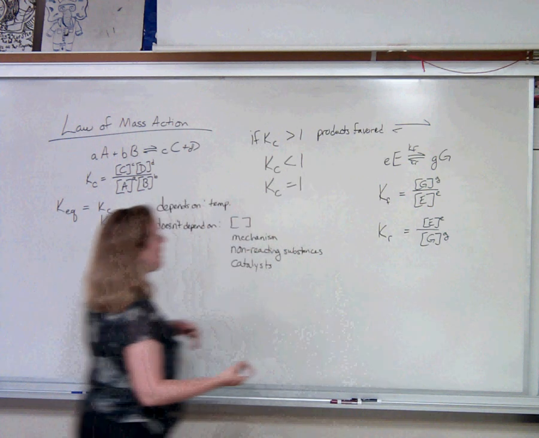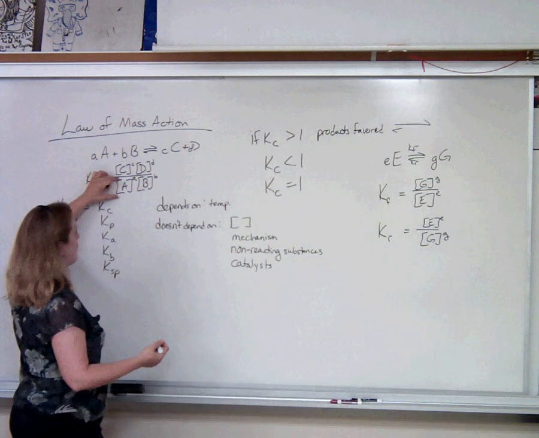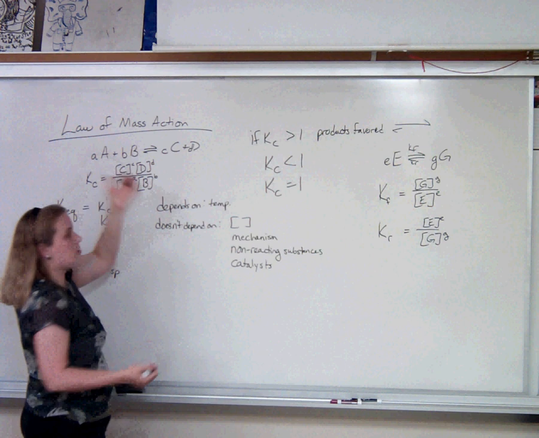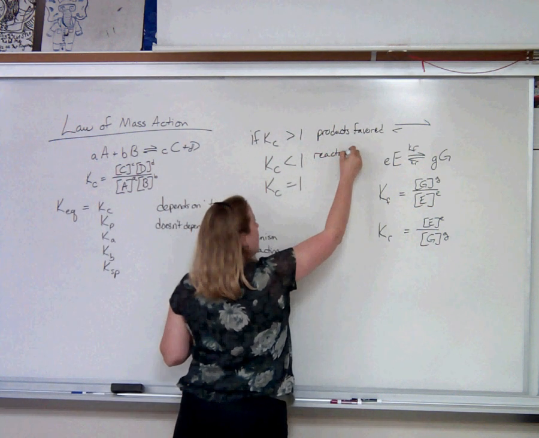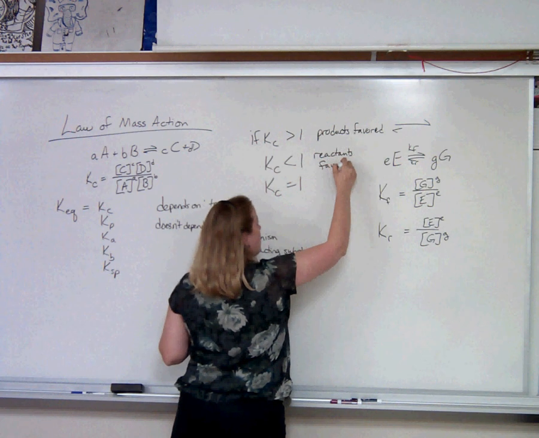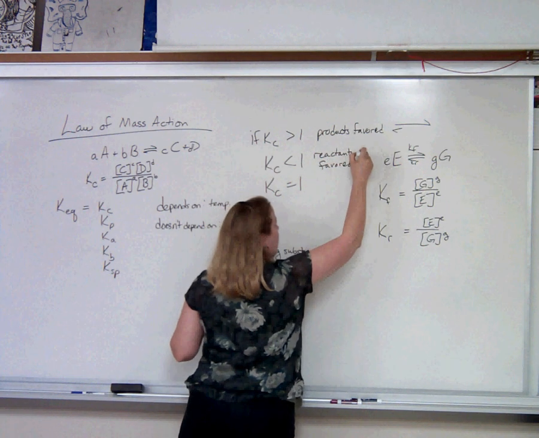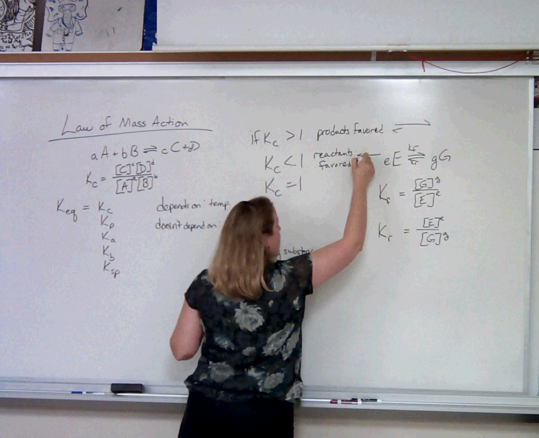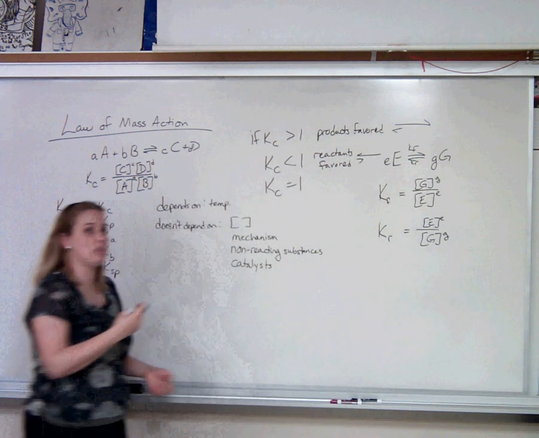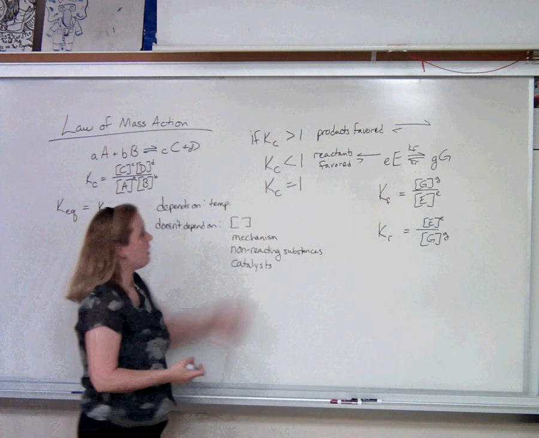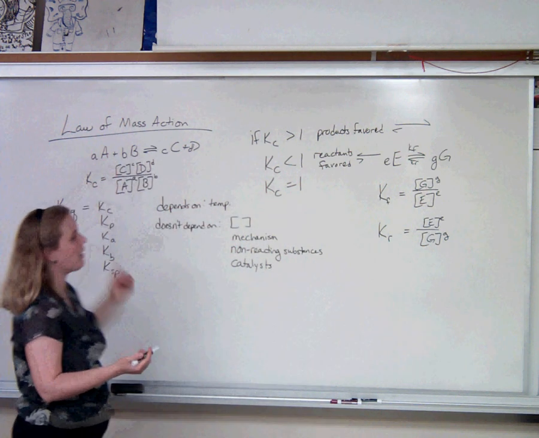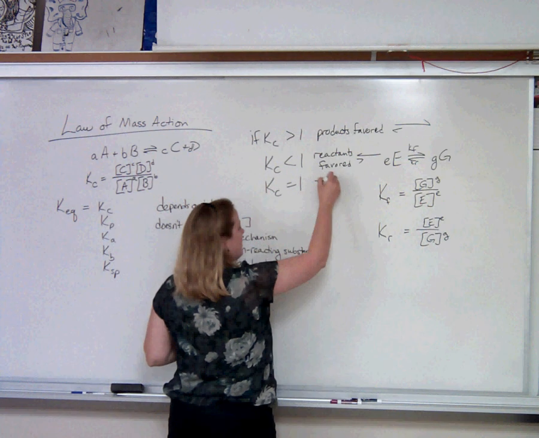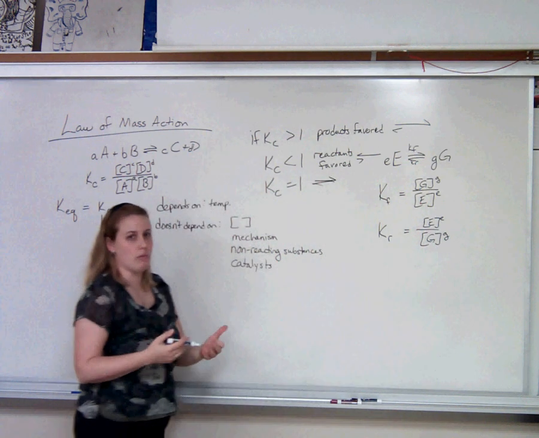Conversely, if your Kc is less than 1, then that means your denominator is bigger than your numerator, which means the reactants are favored. And if you were to draw this, you would have an equilibrium arrow that looks kind of like that, where your reaction is mostly proceeding in reverse. And then if your Kc is equal to 1, that means you have the same concentration of products and reactants, and then you have exactly the same arrows going forward in reverse.